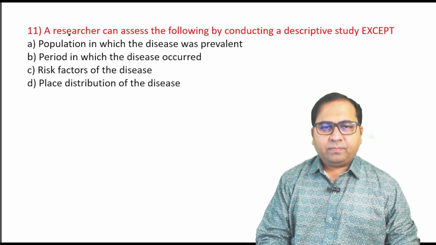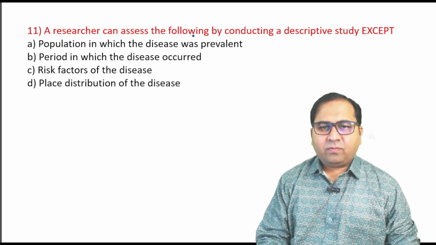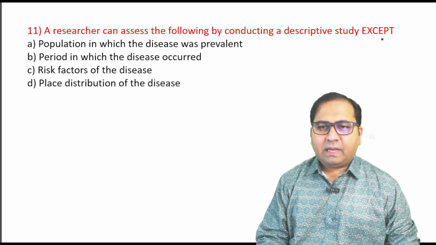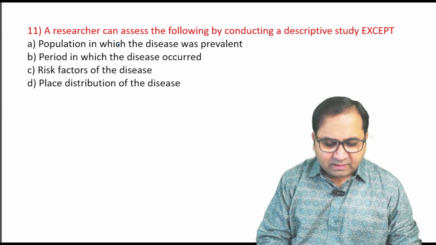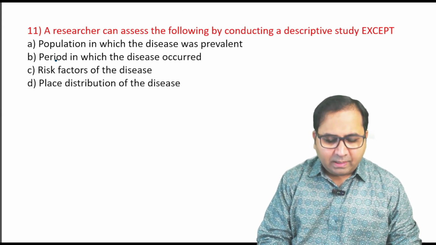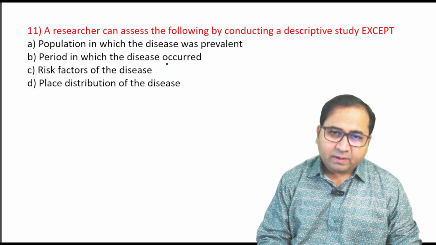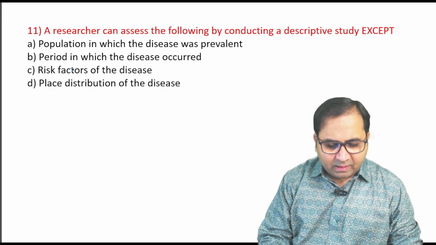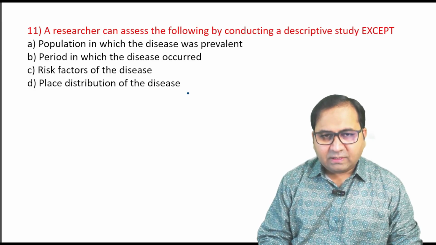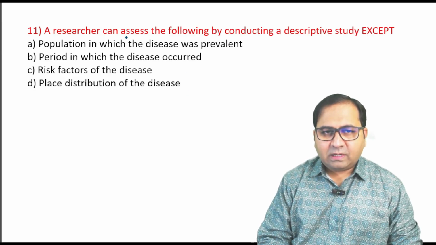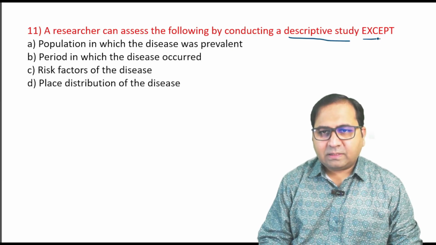Let us see the next question. A researcher can assess the following by conducting a descriptive study except. The options are A. Population in which the disease was prevalent. B. Period in which the disease occurred. Or C. Risk factors of the disease. Or D. Place distribution of the disease. So a researcher can assess the following by conducting a descriptive study except.